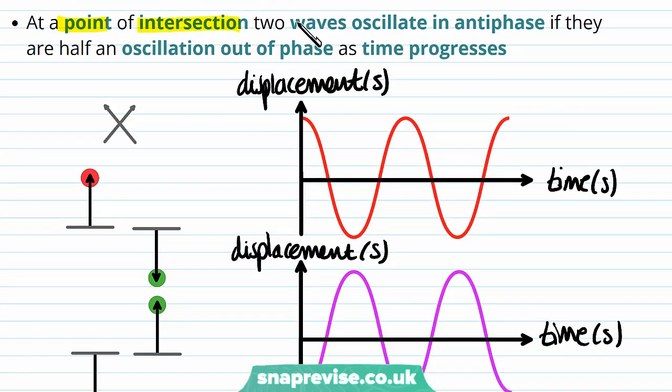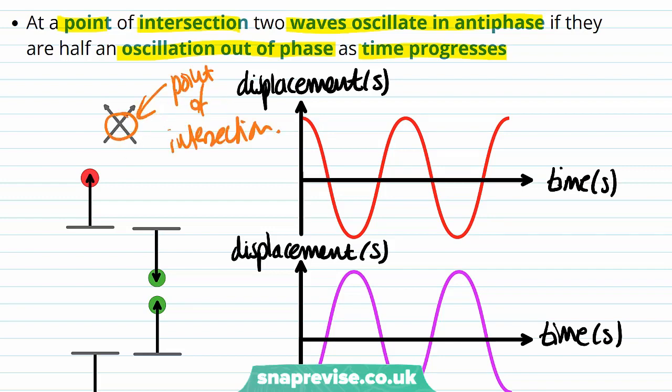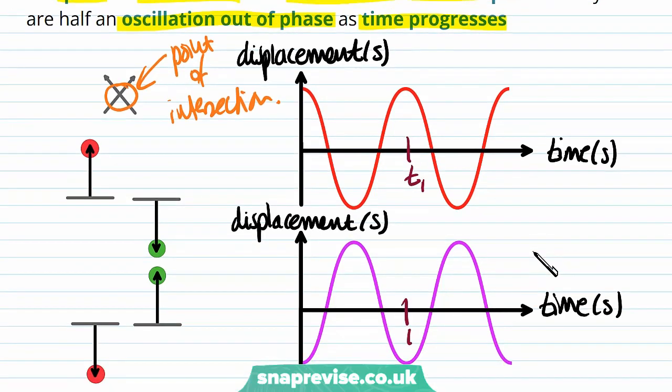At a point of intersection, 2 waves oscillate in antiphase if they are half an oscillation out of phase as time progresses. So now we're considering 2 other waves at a point of intersection here. Let's consider the positions of both waves at a time t1. This is our time t1, and we're going to consider this point and this point here. We've got our points shown in this diagram. We can see that one point is at a maximum positive displacement, whereas the other point is at a maximum negative displacement. So far it looks like the 2 waves are in antiphase.